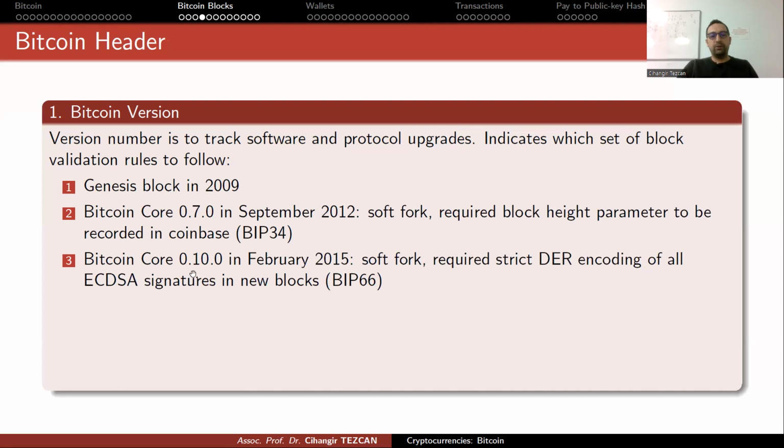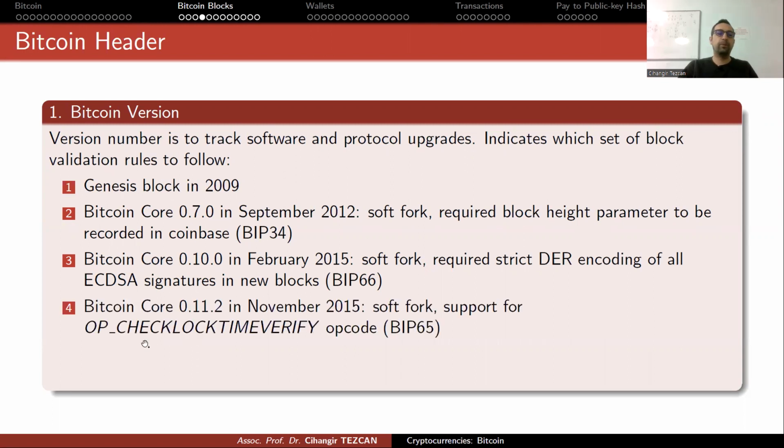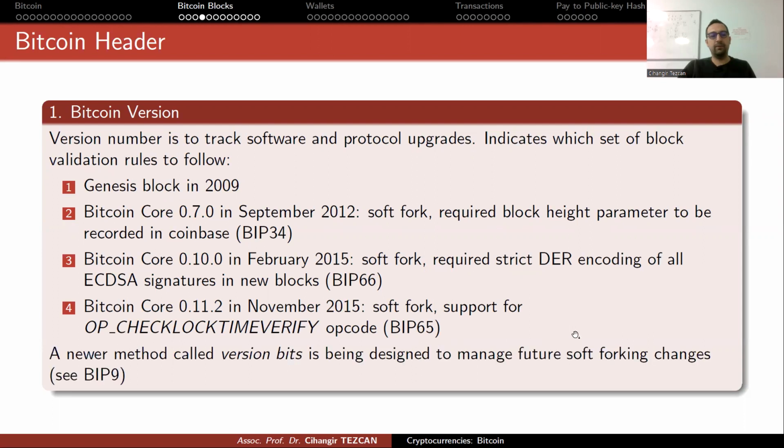With Bitcoin Core 0.10.0 in February 2015, this is also a soft fork, and it is BIP66. It requires strict DER encoding of all elliptic curve digital signature algorithm signatures in new blocks. Bitcoin Core version 0.11.2 in November 2015, a soft fork, which supports the opcode check lock time verify, again introduced by another BIP, which is BIP65.